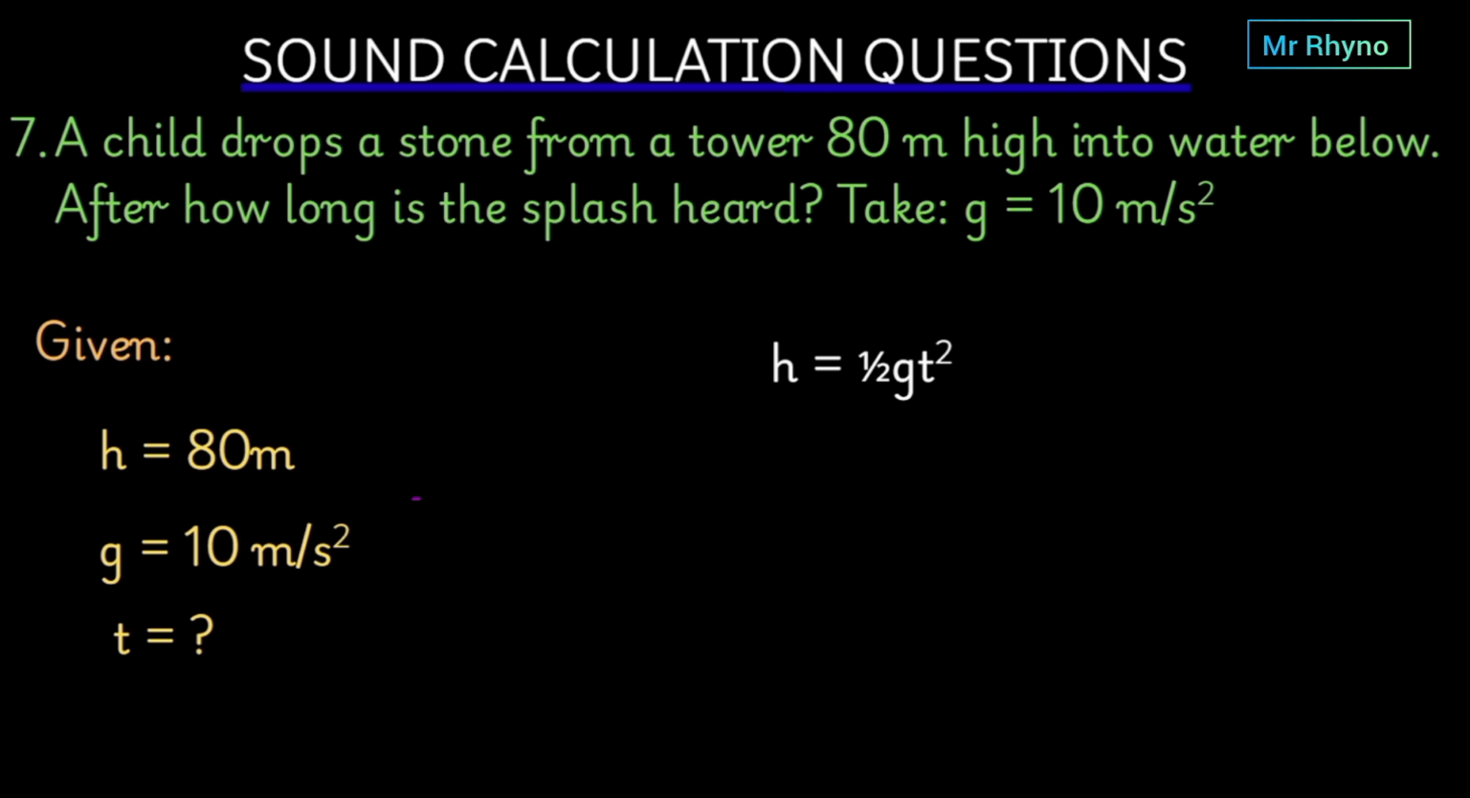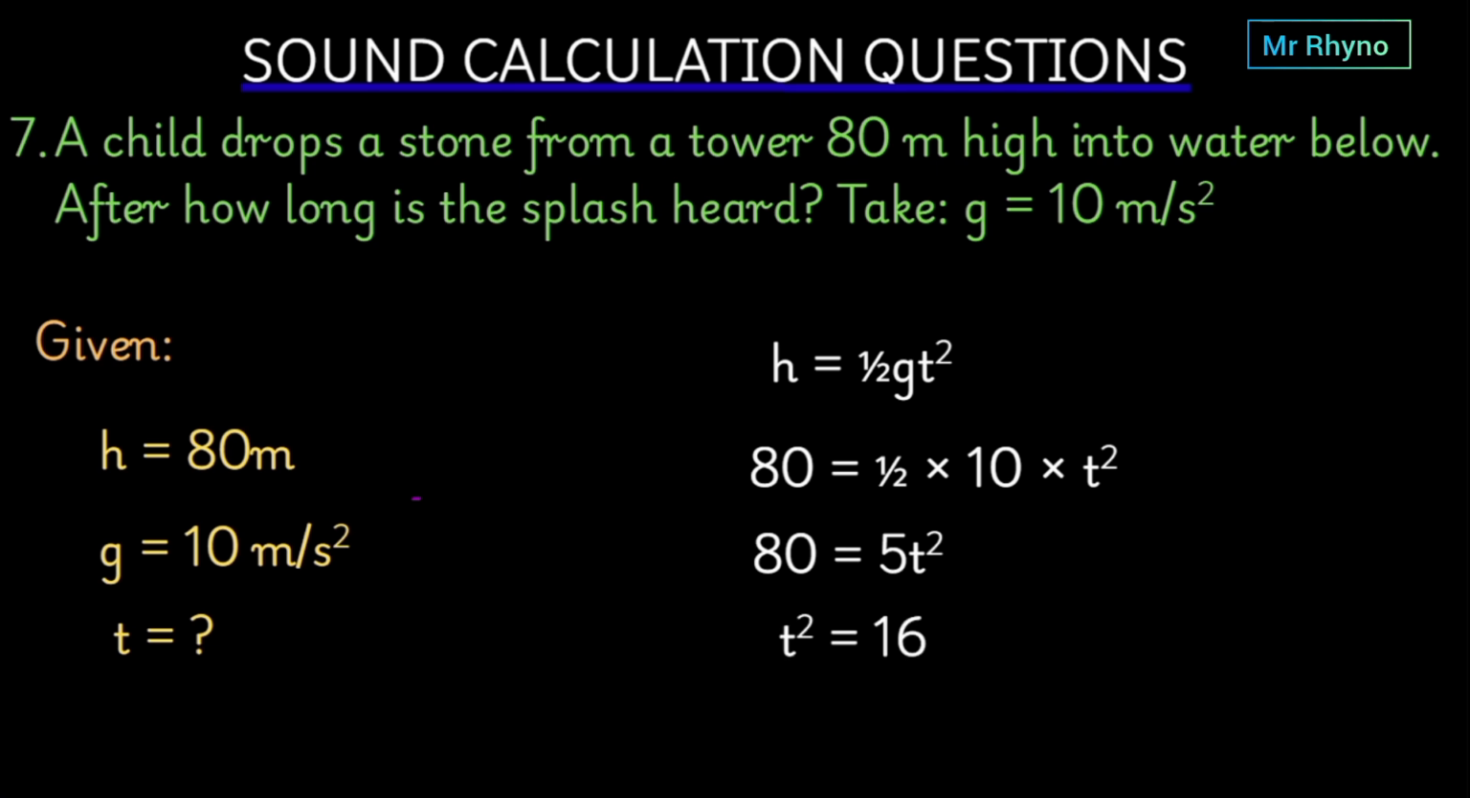So use this formula, h is equal to a half g t squared. That is the free fall formula. A half of 10 is 5. Then we shall divide through by 5 and we get t squared is equal to 16. Taking the square root on both sides, we get the value of t as 4 seconds. Remember, it is a positive value.